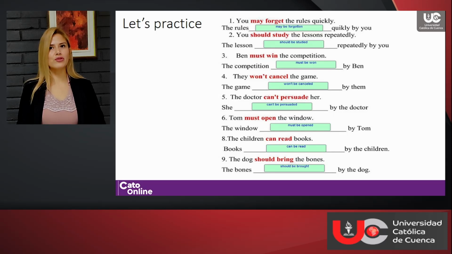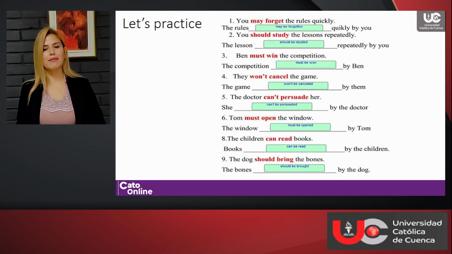She can be persuaded by the doctor. The window must be opened by Tom. Books can be read by the children. The bones should be brought by the dog. Remember that here the object plays the subject in this sentence.